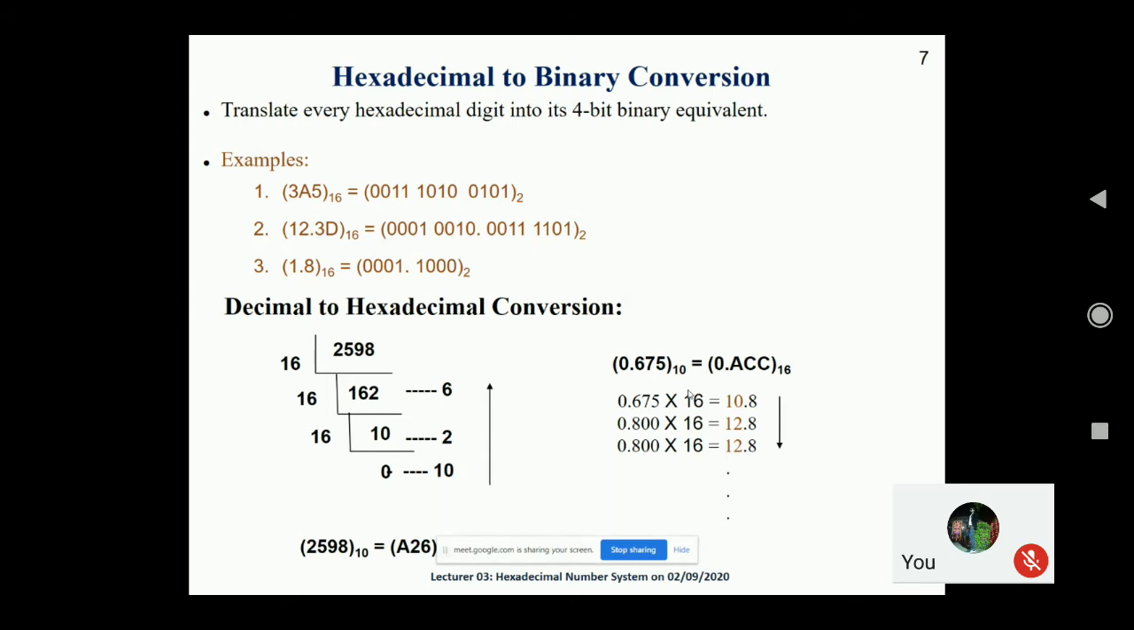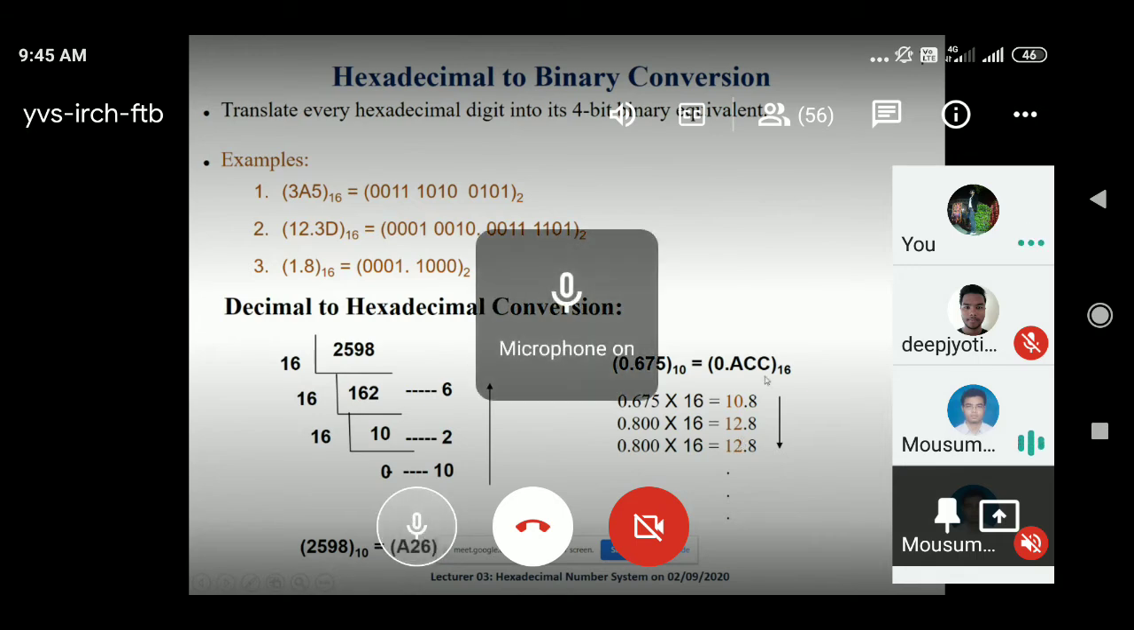So remember one thing, 10.8 and 12.8 are not similar. But if we consider only the fractional part, 0.8 appearing first and 0.8 appearing second is the same. So again we are multiplying this one. Again 0.800 times 16 is coming 12.8. So when we are multiplying 0.800, the same thing is repeating. That time, we stop. So 10 is representing A in hexadecimal, 12 is representing C, and 12 is representing C.